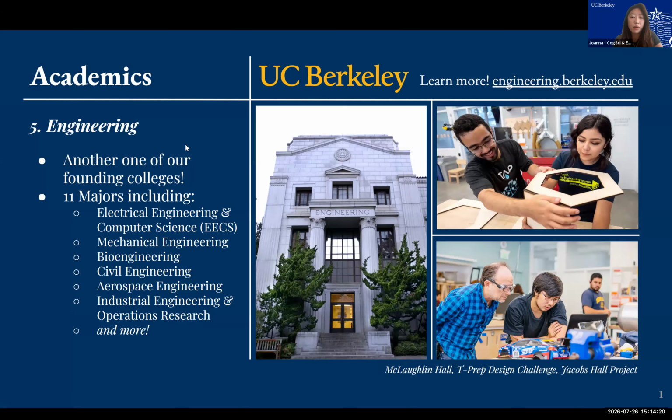We'll start talking about the College of Engineering, which is another founding college on campus. So now, College of Engineering holds 11 majors, including, I'll give some examples, like electrical engineering and computer science, also called EECS, mechanical engineering, bioengineering, civil engineering, and aerospace engineering.